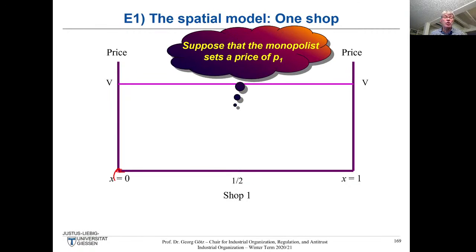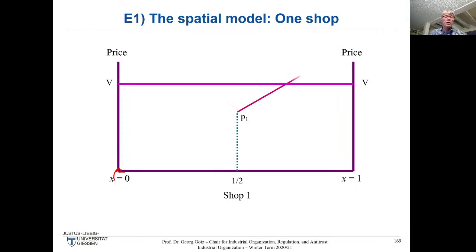At 1/2 is our shop located, and now this V, of course, on the vertical axis or the y-axis, we depict the price, and the maximum price the consumers are willing to pay is this V, which is the same for all. Now suppose that the monopolist sets a price of P1. So this would be P1, okay?